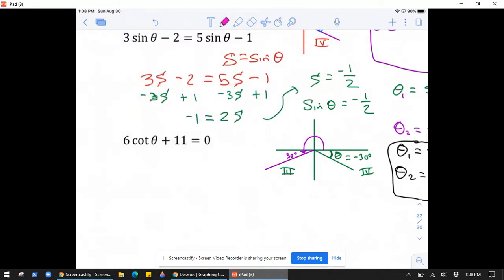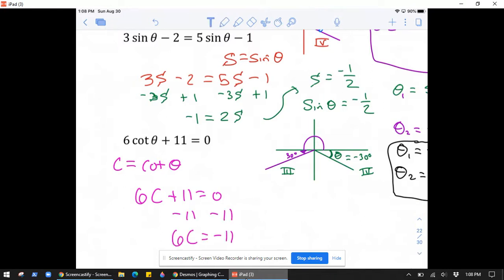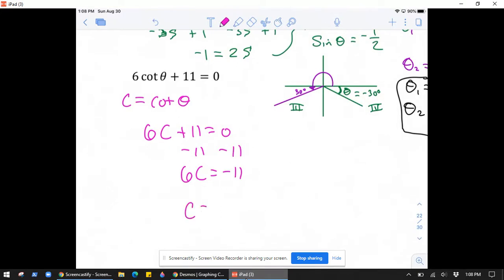So again, if we let c equal cotangent of theta, then this becomes 6c plus 11 equals 0. 6c equals -11. So that c is -11 over 6. But of course, that was cotangent of theta. So I think I'm going to use the reciprocal of cotangent and re-express this. If cotangent is -11/6, that must mean that tangent of that angle is -6 over 11.